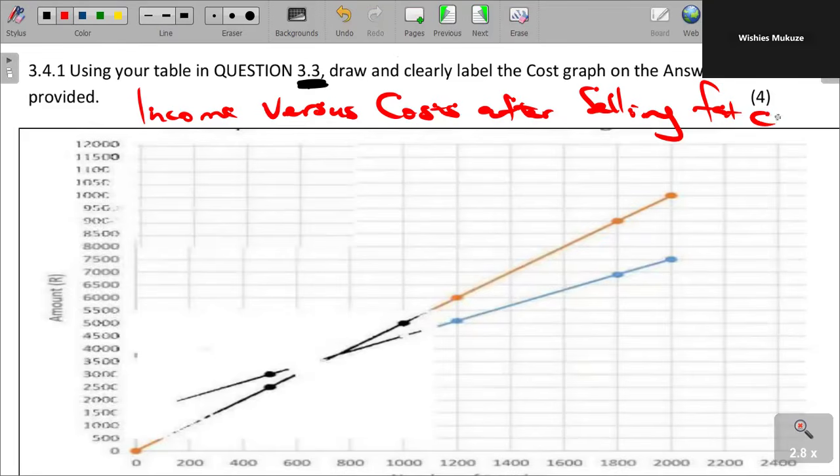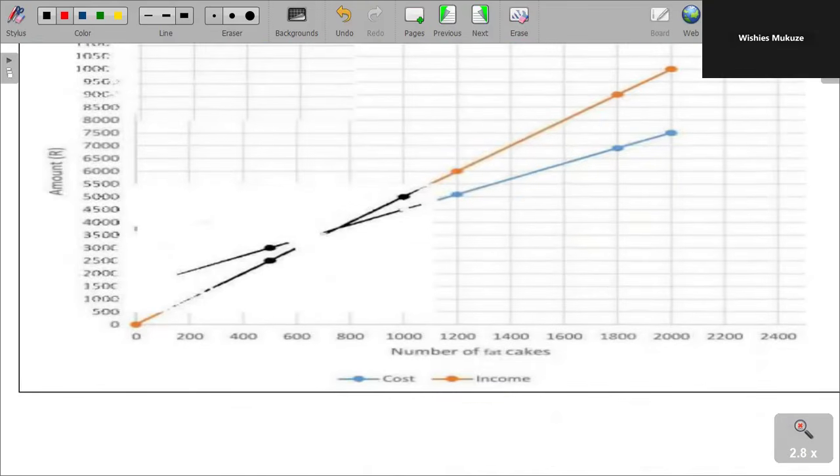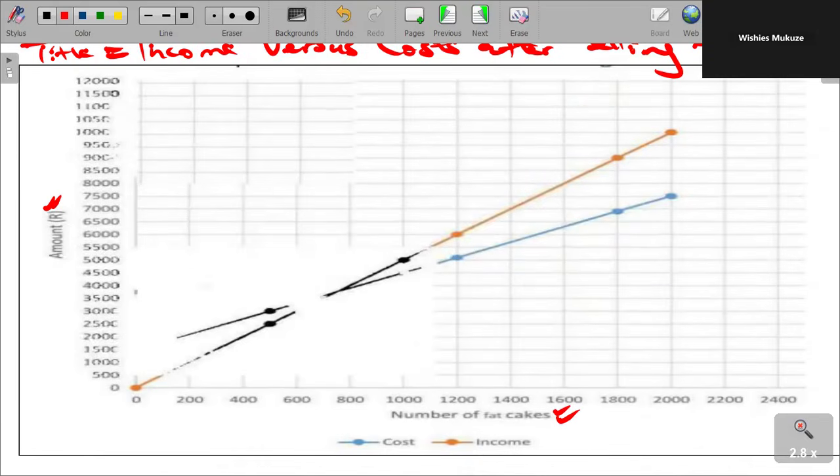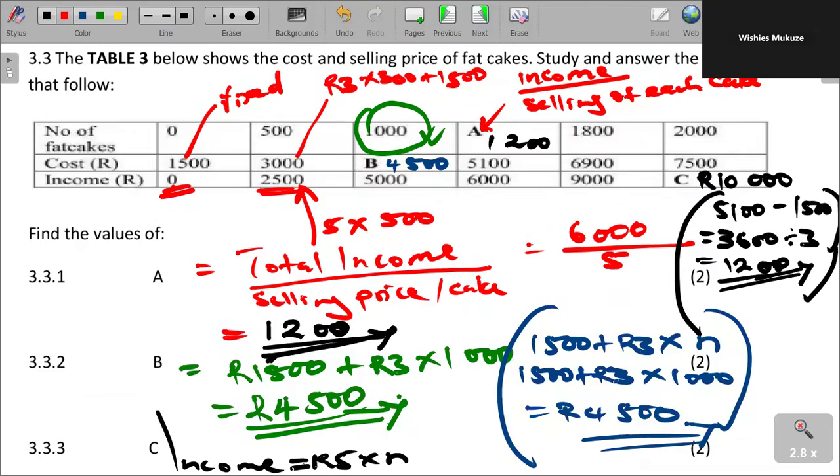After selling fat cakes, that's the title. That is our title of this graph. So here, what you need to do is always remember that the amount is on the vertical axis, and it is in rand. So we have rands on the vertical axis, and the number of cakes on the horizontal axis. You are going to plot your graph following the table there, income versus number of cakes.